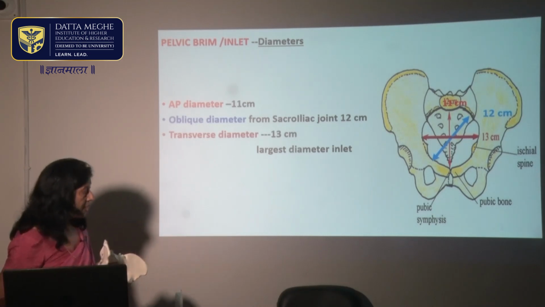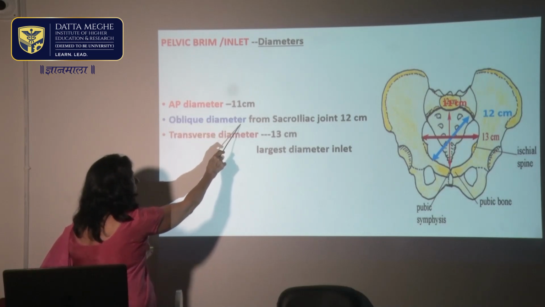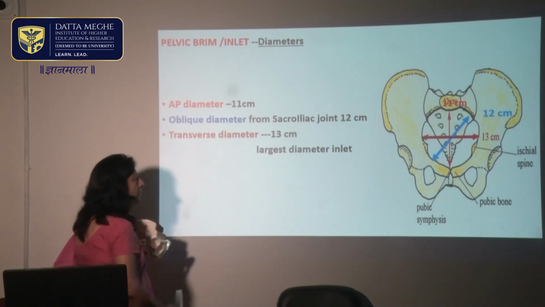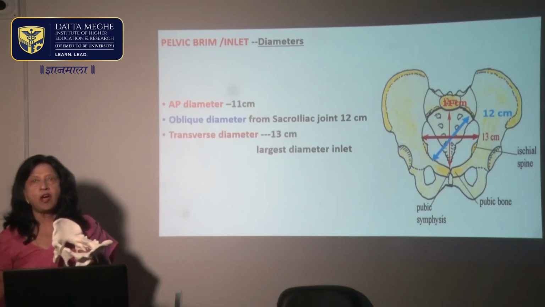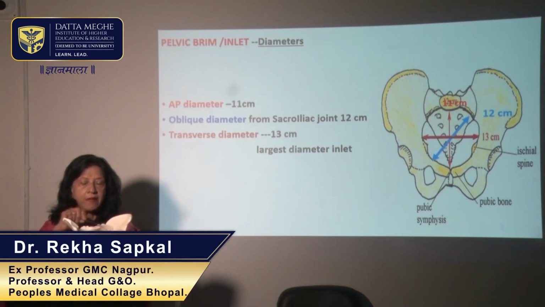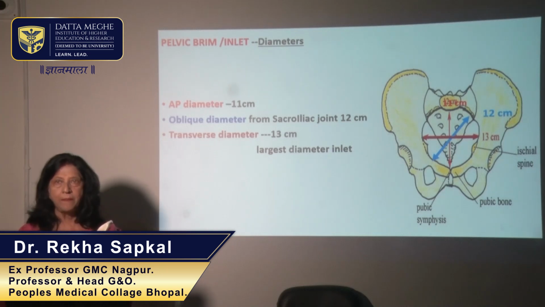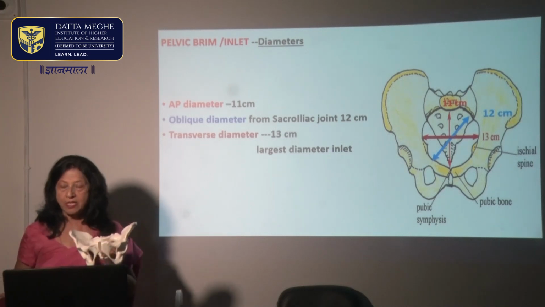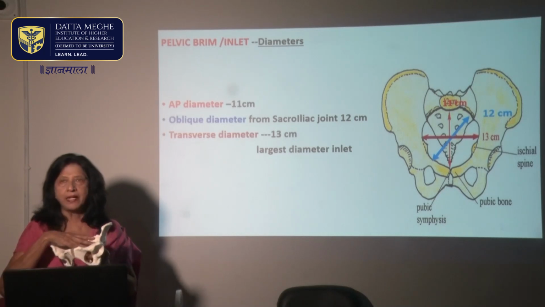How to remember these diameters? AP diameter is 11, oblique diameter is 12 and transverse diameter is 13 centimeters, very easy to remember. All these three diameters are in sequence: 11, oblique is 12 and transverse is 13, very simple. Now, these three diameters cannot be measured clinically because I cannot put my hand inside and measure them.